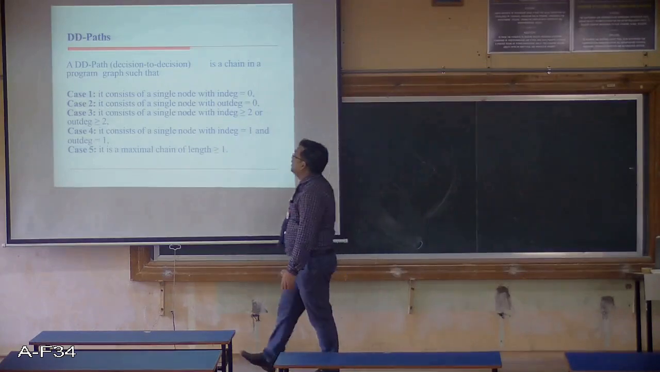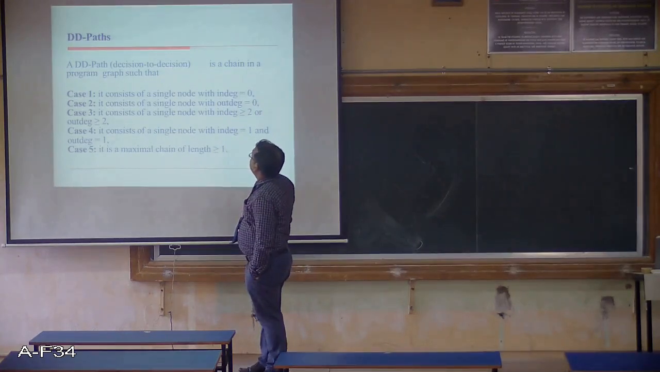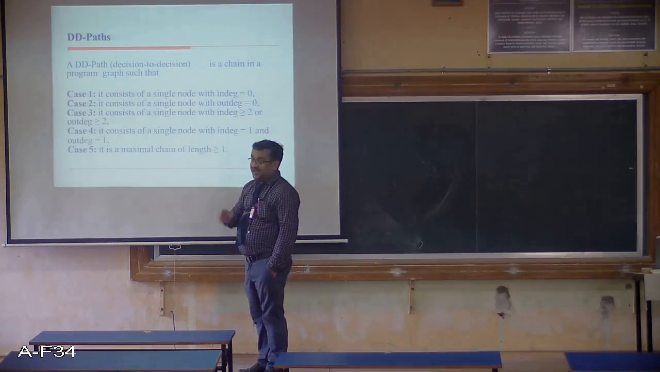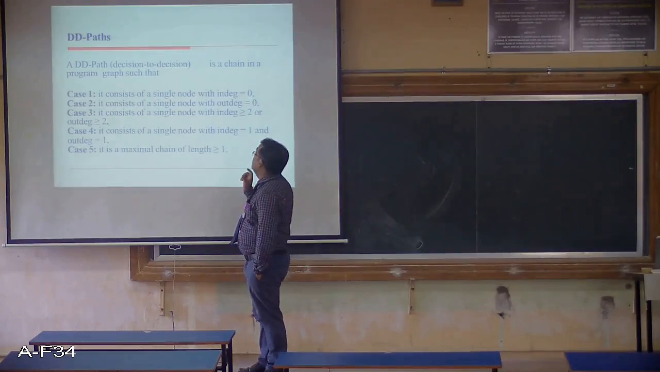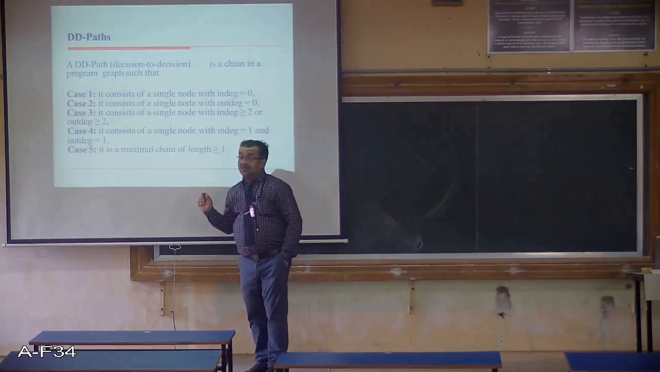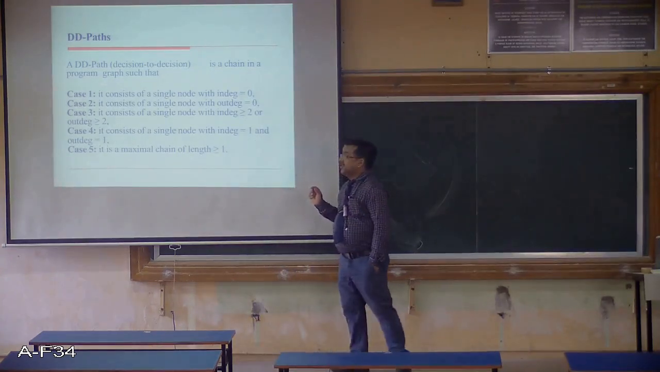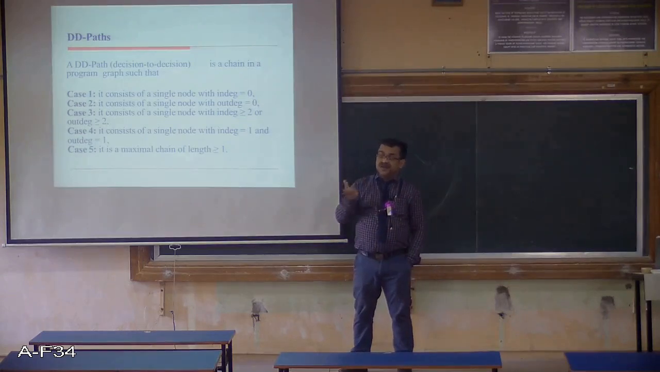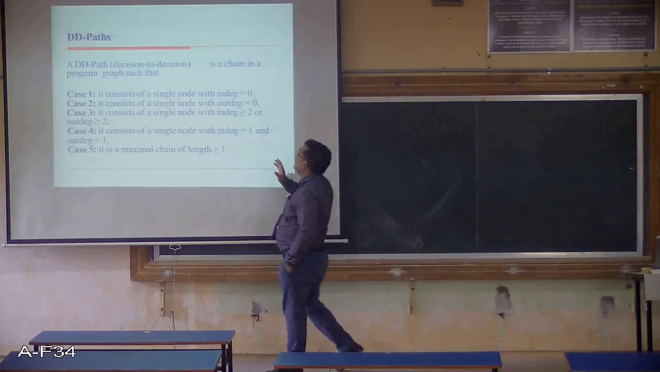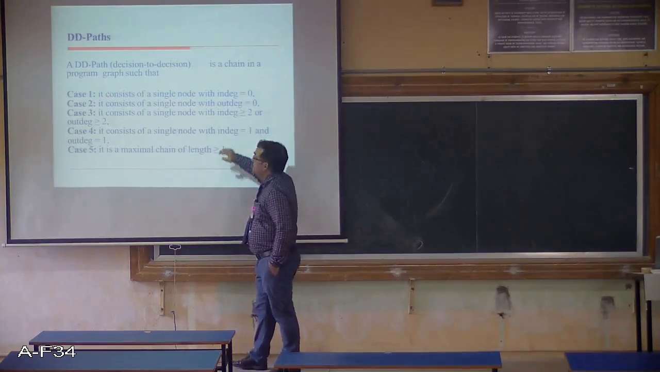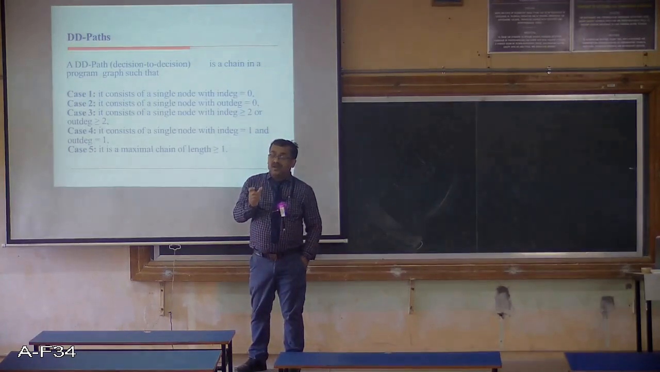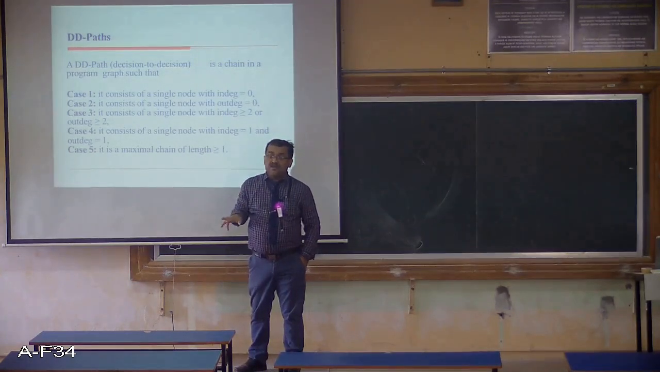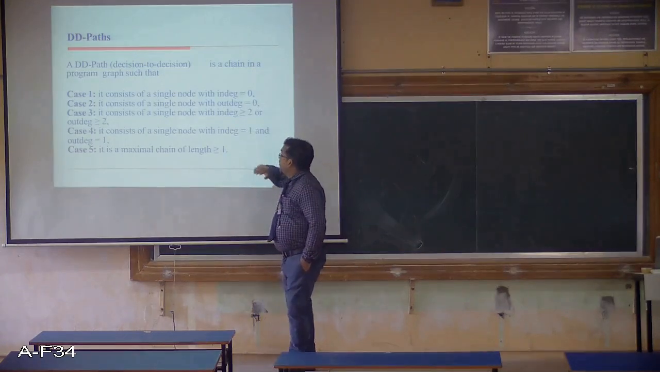It is important to understand what a DD path is. Actually, we need to consider five cases here to define the DD path. Case 1 is the single node with in degree equal to 0, which means the starting node where you don't have anything coming in. Case 2 is the single node with out degree 0. That is the end node, the sink node, where the program stops. You don't have anything going out there, so the out degree is 0.